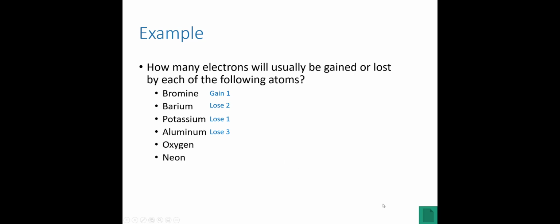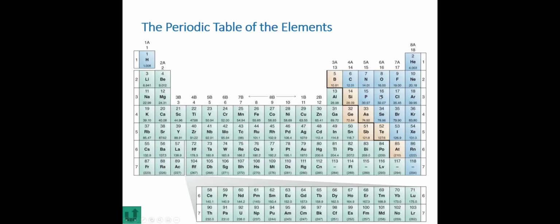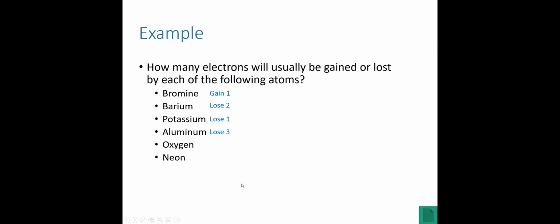Oxygen is a nonmetal. It's in group 6A. Nonmetals want to gain electrons. So to get to 8, 6 needs to add 2. So it's going to want to pick up 2 more electrons. So it will gain 2.